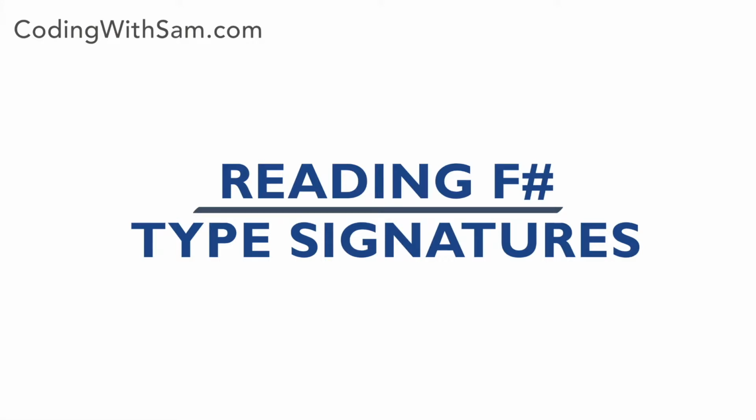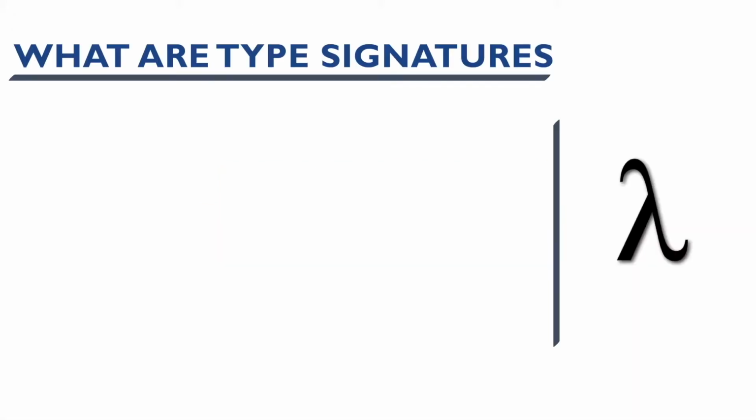Hello, in this lecture we're going to look at reading F# type signatures. We'll look at how they differ from methods and how they differ from C# and Java. So first up, what are type signatures?